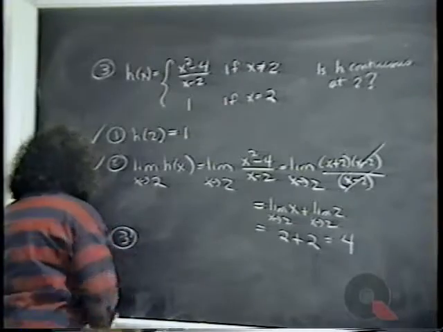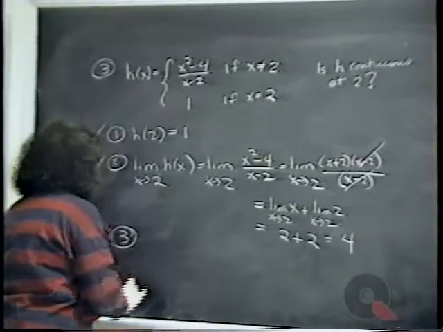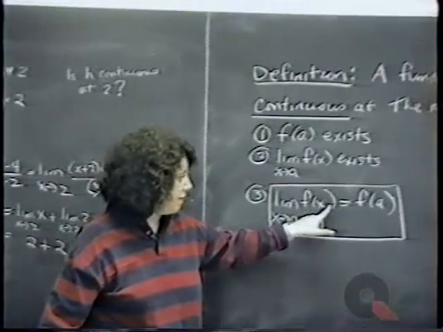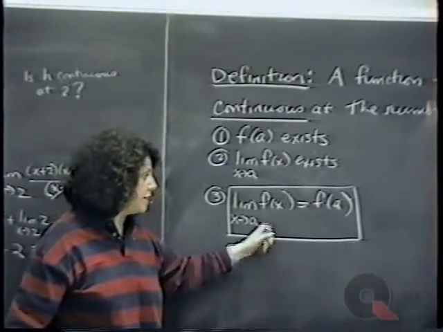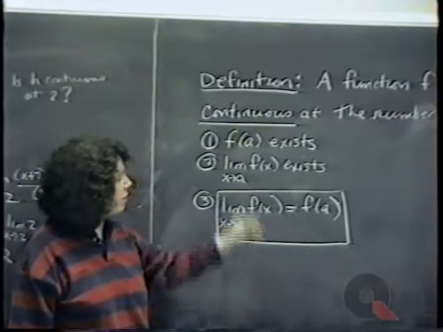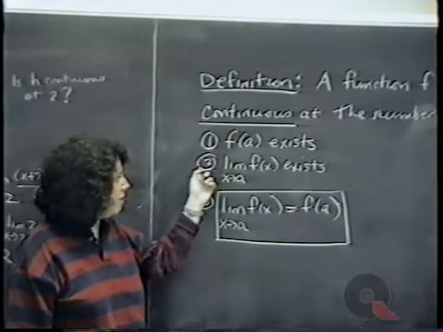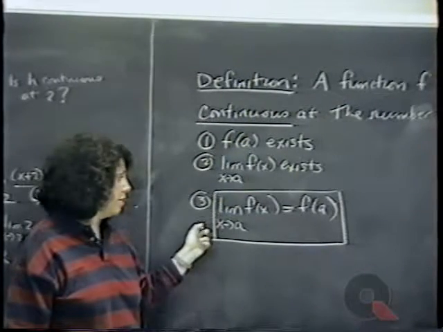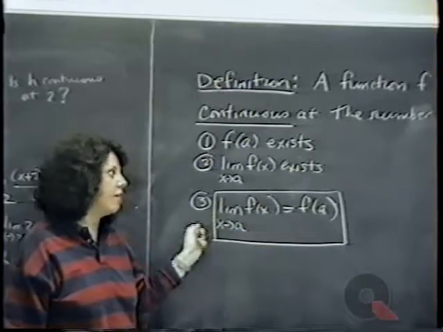Condition 3, however, gives us a problem. Condition 3, we go back over here, tells us the limit of the function as x approaches a has to be what the function is defined to be. That doesn't work out. In other words, we have the function defined, we have the limit existing, but the answers to 1 and 2 have to be the same. That's what condition 3 is saying, and that's not what we have here.